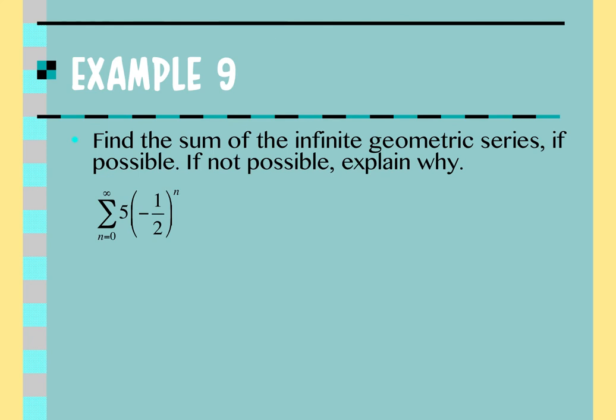So this says, find the sum of the infinite geometric series, if possible. If not, explain why. So the "if not" means that r is bigger than 1, or r is less than negative 1, okay? Remember, it has to be a fraction in between those two. Actually, bigger than or equal to, because it can't be 1, because then it doesn't change.